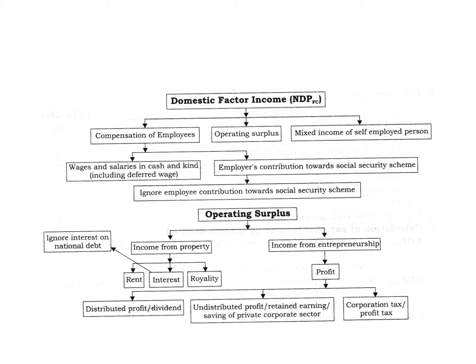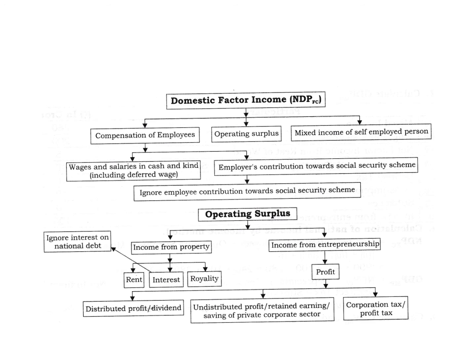Now, the second component, operating surplus. It has two components: income from property and income from entrepreneurship. Income from property has three components: rent, interest, royalty. And income from entrepreneurship includes profit. Profit has three components: distributed profit, undistributed profit or retained earnings or savings of private corporate sector, and corporate tax or profit tax.